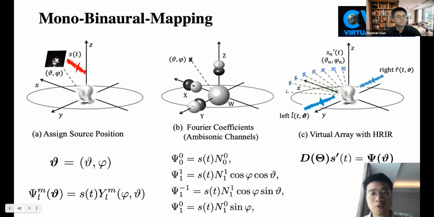Finally, we will decode the ambisonics to binaural audio in this step to make up the reverberation in the real scenarios. We specifically decompose the ambisonics into several virtual speakers, and the sounds from these speakers will be converted to binaural audio with HRIR, head-related impulse response.